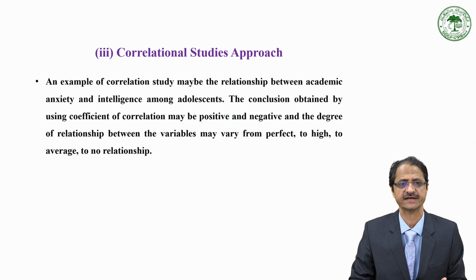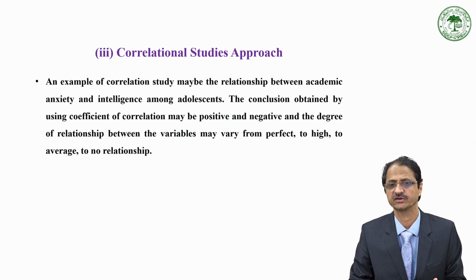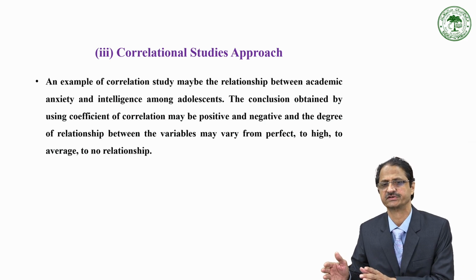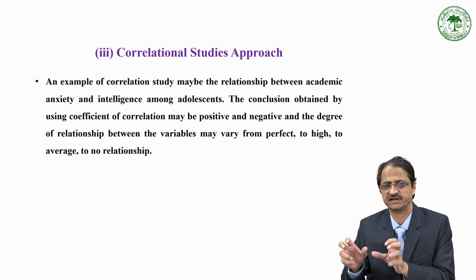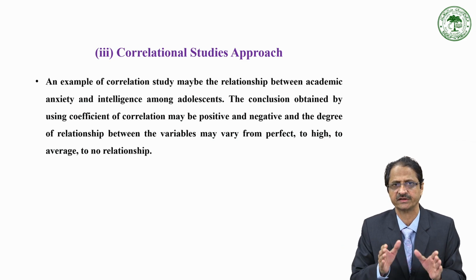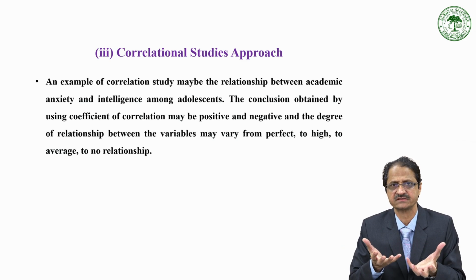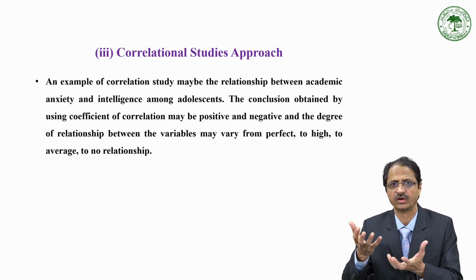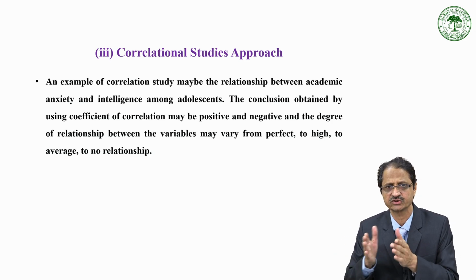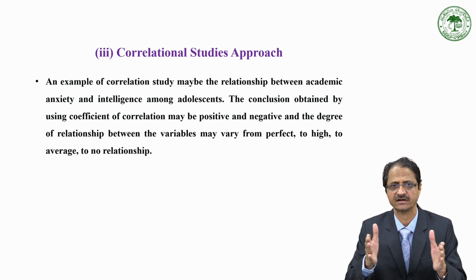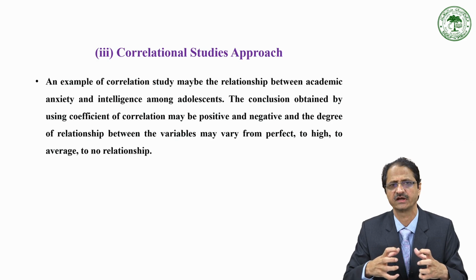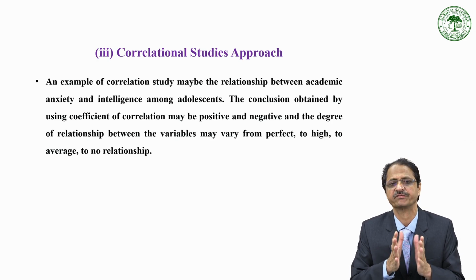Now, correlational studies. An example of a correlational study may be the relationship between academic anxiety and intelligence among adolescents. Is there any relationship between intelligence and anxiety? Whether as intelligence increases, anxiety decreases, or as intelligence increases, anxiety also increases. So these are basically the interrelated or correlational researches.